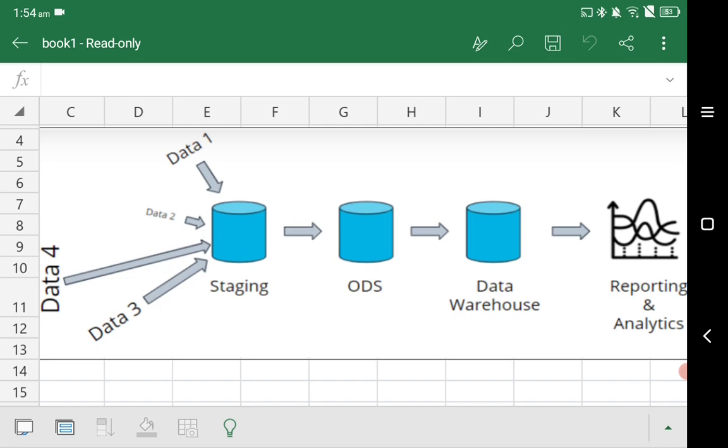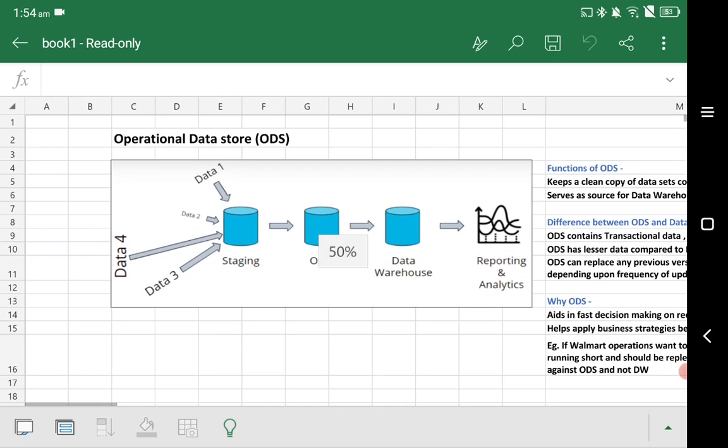We all know the use of staging, and we all know the use of data warehouse. However, ODS is a layer which is very less talked about. During development, the developers rarely know the reason or the benefits of ODS. So let's talk about ODS a little closer.